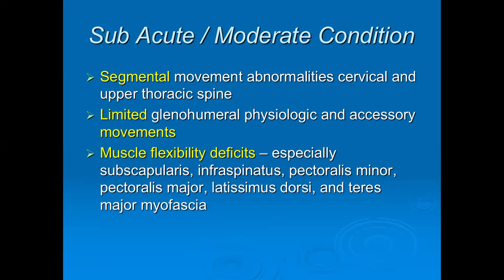Muscle flexibility deficits may be present, specifically in the muscles which show some tightness when they are stretched. The muscles that may be involved are the subscapularis, the infraspinatus, the pectoralis minor and pectoralis major, the latissimus dorsi and the teres major myofascia. These are all muscles present in the surroundings of the shoulder joint and scapula.